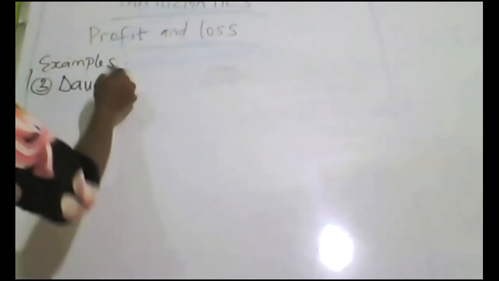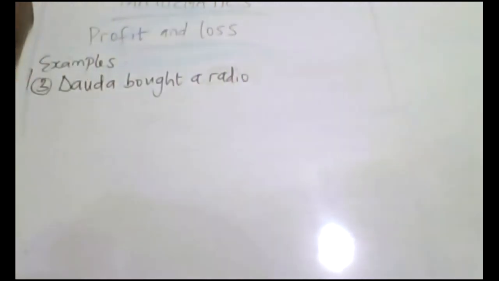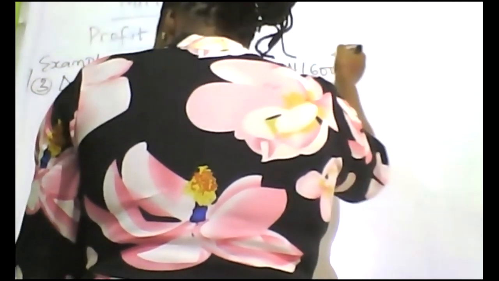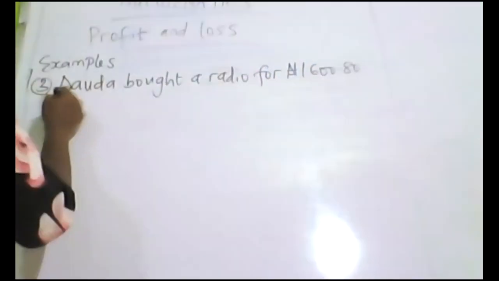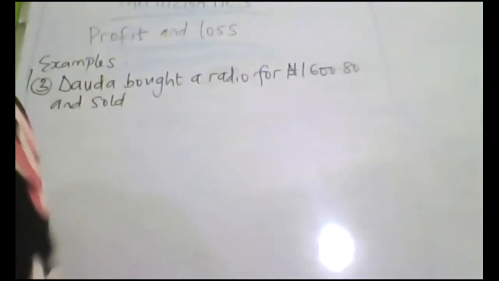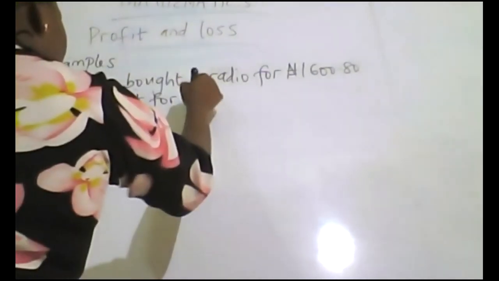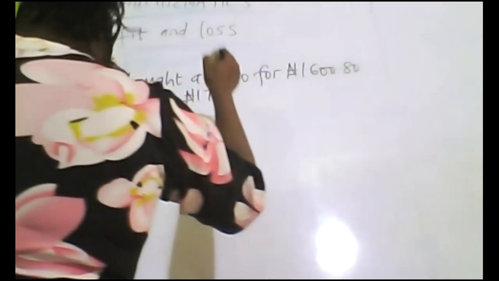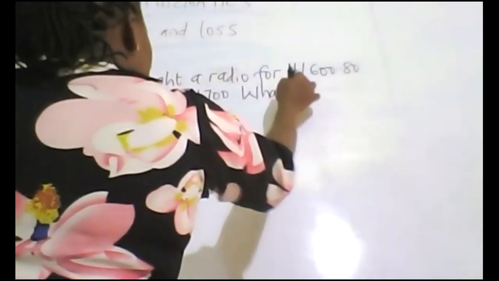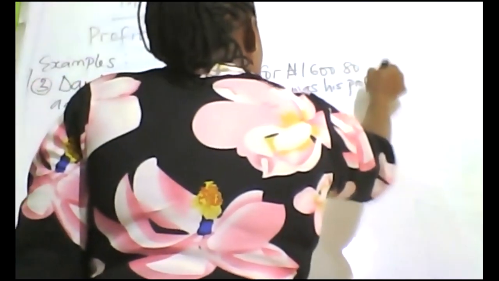Dauda bought a radio for 1,600 naira, 80 kobo, and sold it for 1,700 naira. What was his profit?